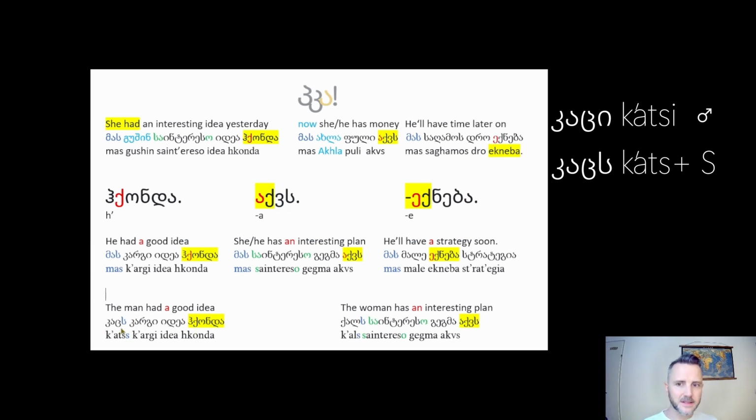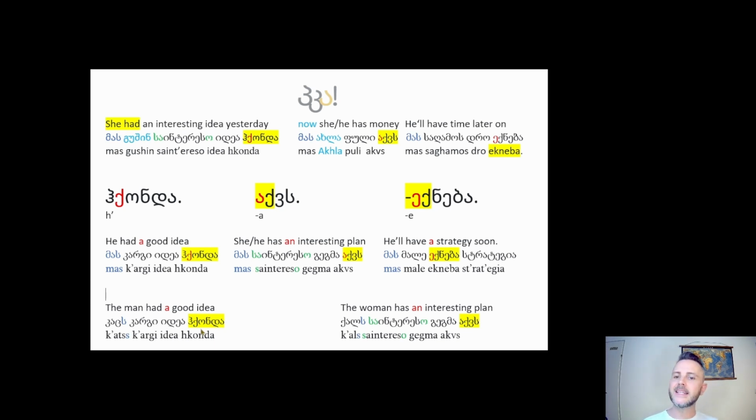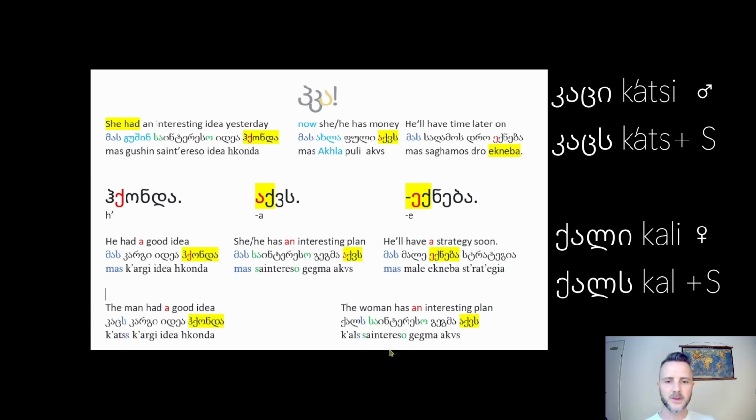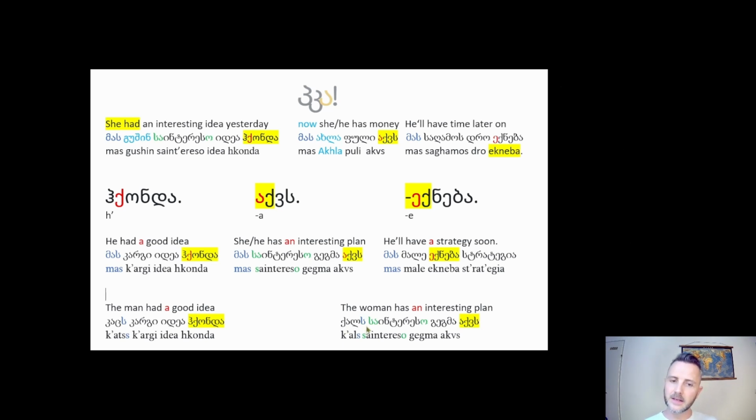Cats, kargi idea khona. If it's a woman, kali, just remember that comes from katsi, kali, a woman. Kals sa intereso gegma aks. This woman has an interesting idea.